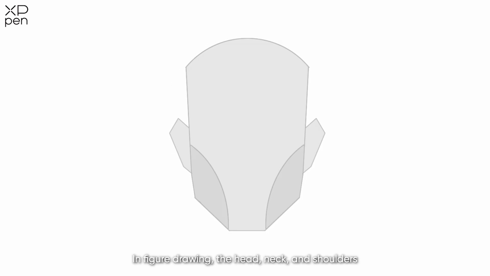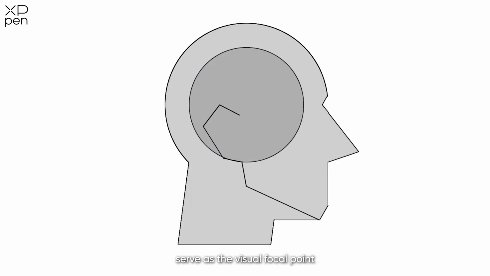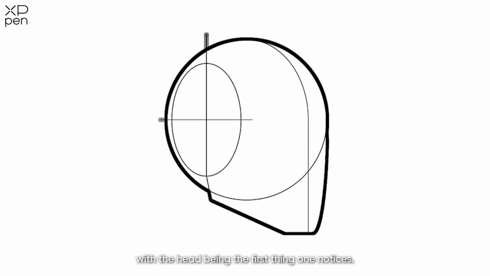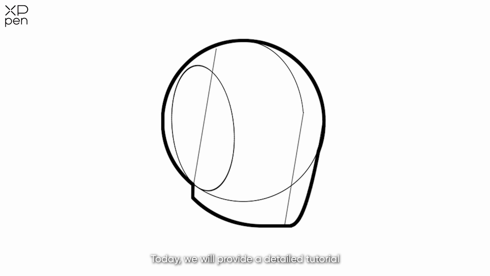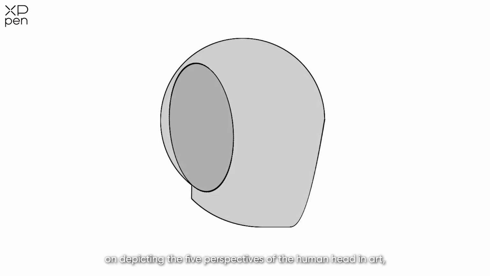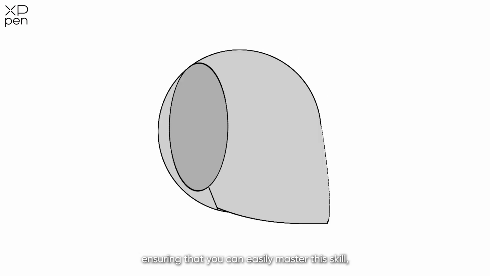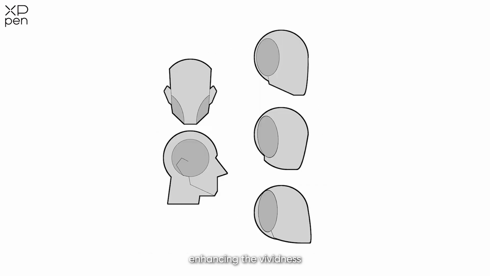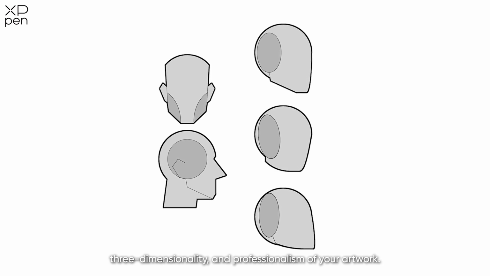In figure drawing, the head, neck, and shoulders serve as the visual focal point, with the head being the first thing one notices. It is the primary area that reflects a character's expressions. Today, we will provide a detailed tutorial on depicting the 5 perspectives of the human head in art, ensuring that you can easily master this skill, enhancing the vividness, three-dimensionality, and professionalism of your artwork.